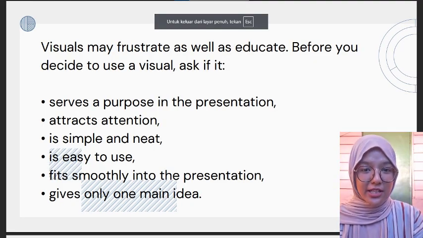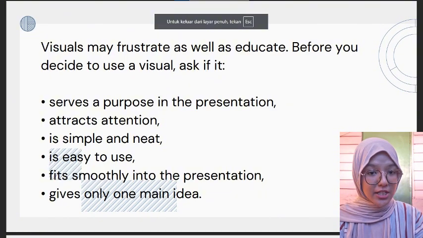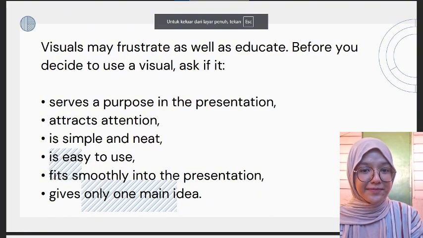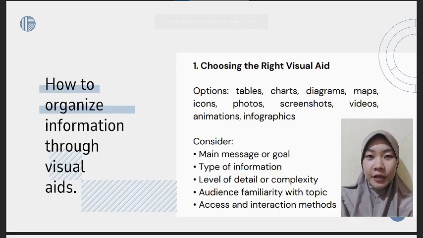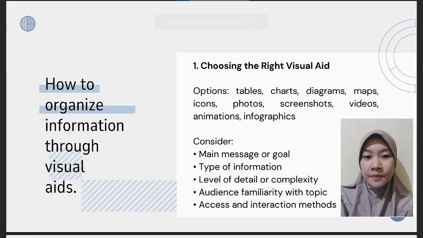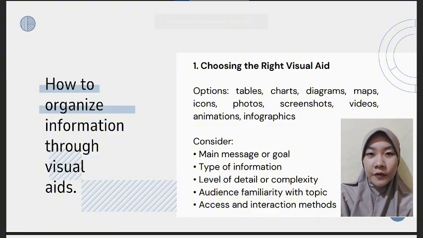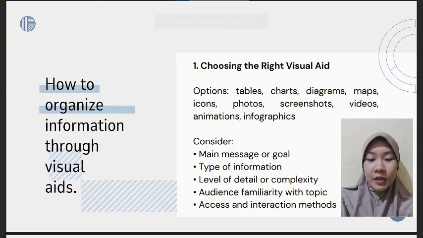Alright, thank you so much for the explanation. Now we move to the next material that will be presented by Rezika Shahira. Okay, thank you to the moderator. The next material is how to organize information through visual aids. Number one, choosing the right visual aid, such as tables, charts, diagrams, maps, icons, photos, screenshots, animation, infographics, videos, and consider the main message or goal, type of information, level of detail or complexity, audience familiarity with the topic, and also access for interaction methods.